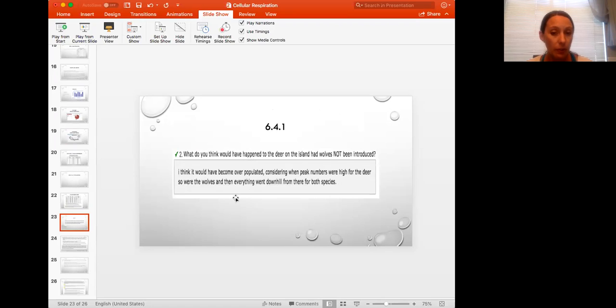What do you think would have happened to the deer on the island had the wolves not been introduced? The student wrote, I think it would become overpopulated, considering when peak numbers were high for the deer, so were the wolves. And then everything went down for both species.